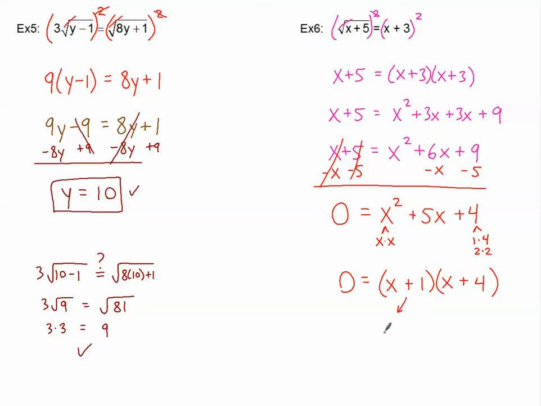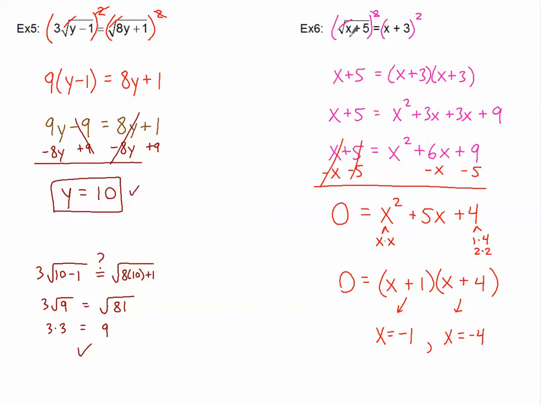So now here are my two possible answers. X could equal negative 1 because negative 1 plus 1 equals 0. And the other answer, x could be equal to negative 4 because negative 4 plus 4 equals 0. So these are my two answers. But I'm not going to be quick to box them in. I know that I need to check. Let's check the negative 1 in the original equation.